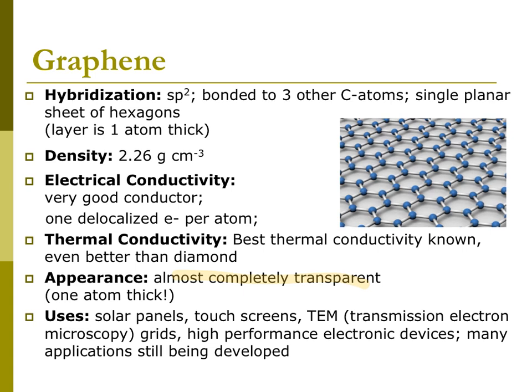It is a very good conductor of both electricity and especially of heat. So it even has a better thermal conductivity than diamond, the next shape that we're going to look at. Because it's such a good conductor, it's really good for things like solar panels. It's what makes your touch screens work on your phone. Very good for helping out with electrical devices, being able to conduct the electricity so well.